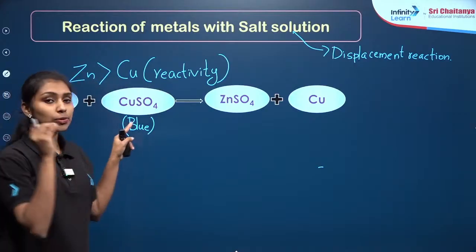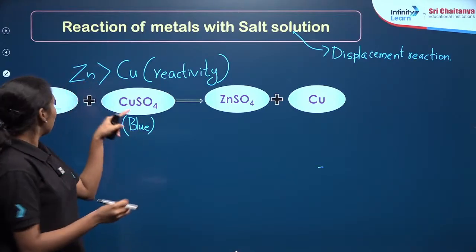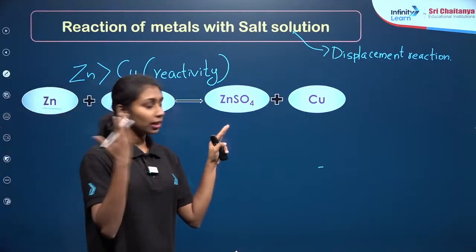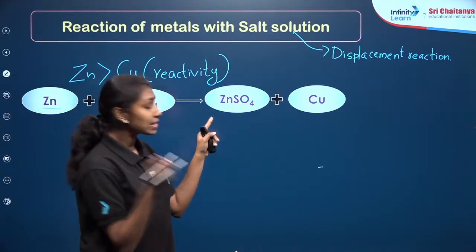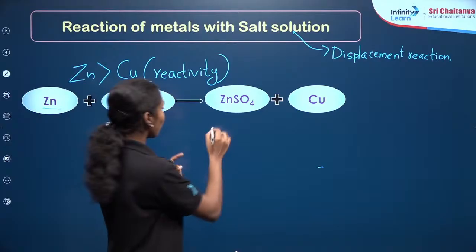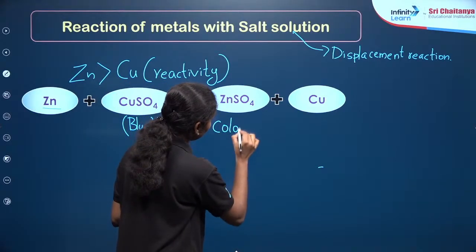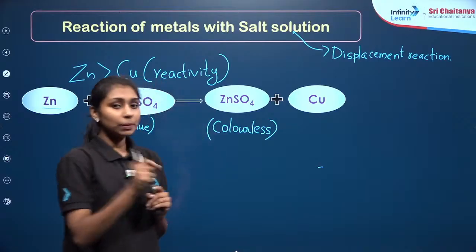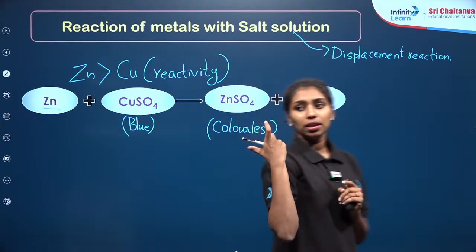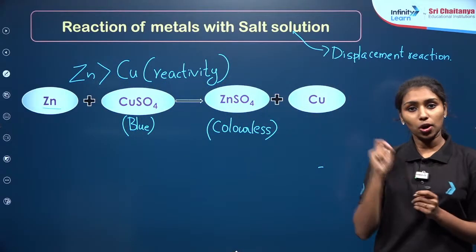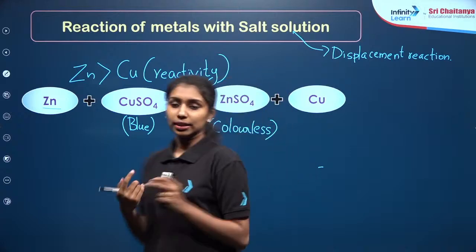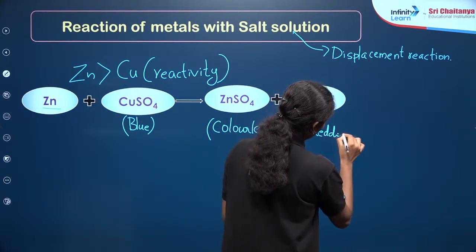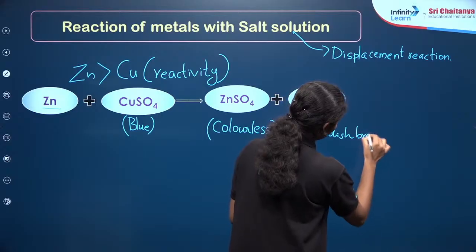Yes, copper sulfate solution has a blue color. Whenever I place a strip of zinc over it, after some time, what is happening here? Zinc sulfate solution is forming, which is colorless. The solution becomes colorless, but on the zinc strip a red-brown deposit of copper is observed, right? We will observe a reddish brown deposit of copper over the zinc strip.